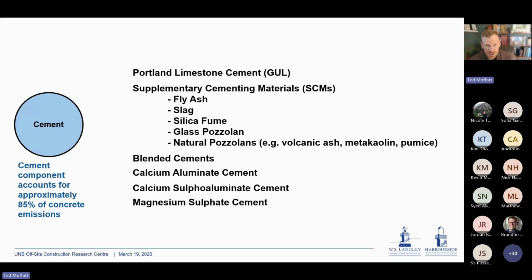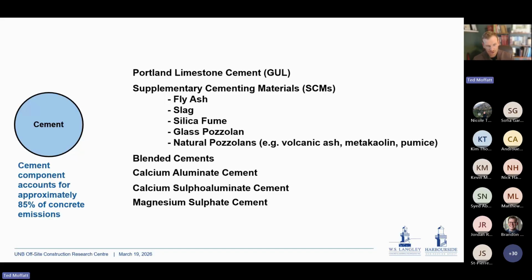In addition to Portland limestone cement, most ready-mix suppliers use one or more supplementary cementing materials. SCMs are essentially byproducts or naturally occurring or processed pozzolans that either react hydraulically with water or pozzolanically with calcium hydroxide to increase strength and improve durability of a mix. I mentioned some of them are byproducts. Fly ash is a byproduct of coal combustion.